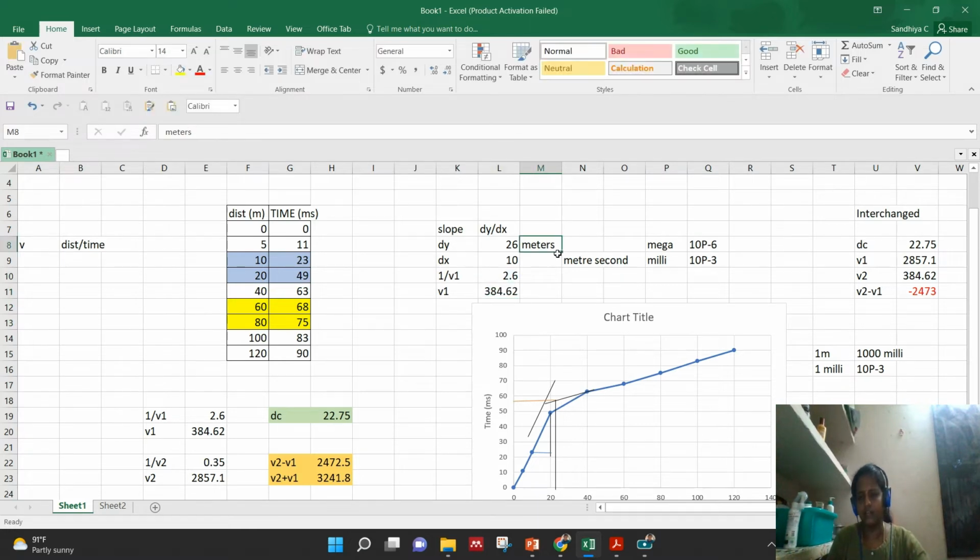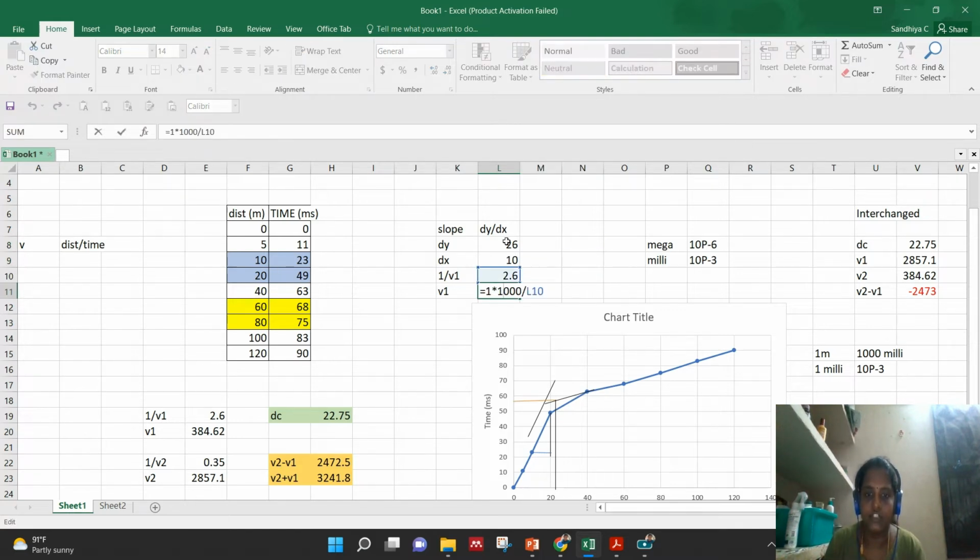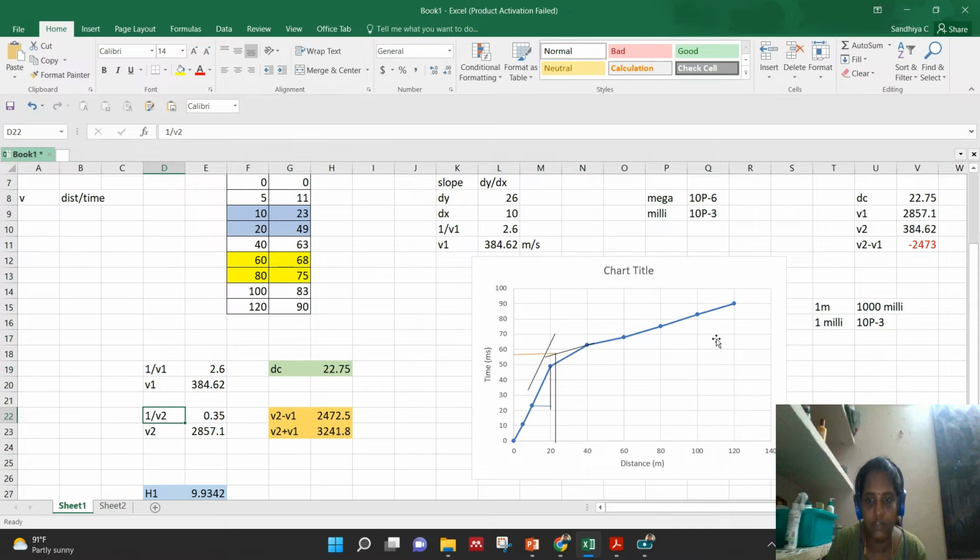Okay, this is a little confusing between the units. It's nothing but the conversion between milli and meters. When we are converting, we have to multiply this with 1000. So this is meter per second. We will get this value. I'll come back to that later. So we'll get V1 here. Similarly, V2 we have to get. So this is the slope of this.